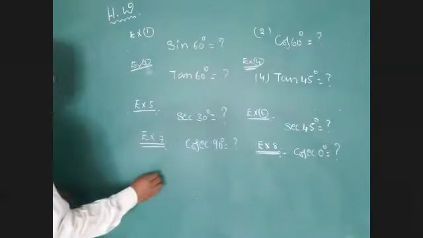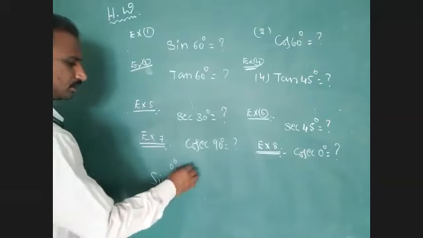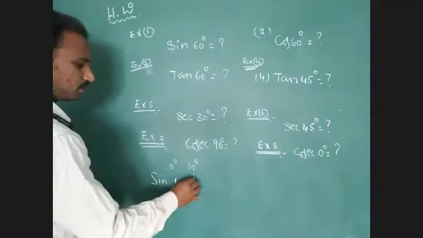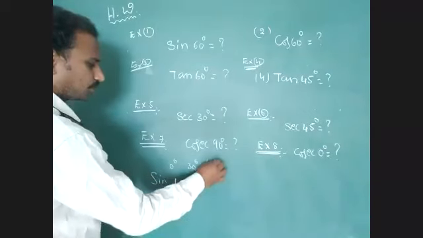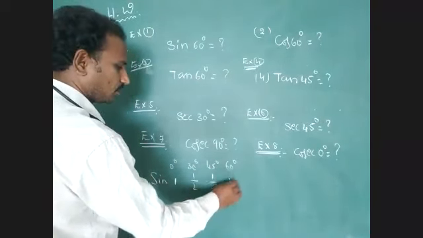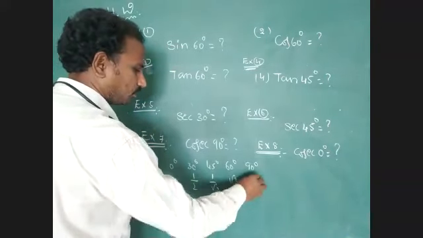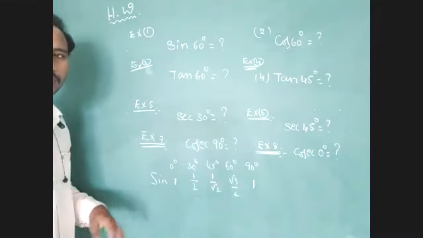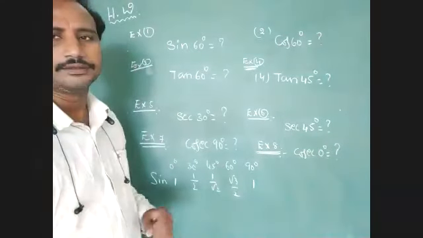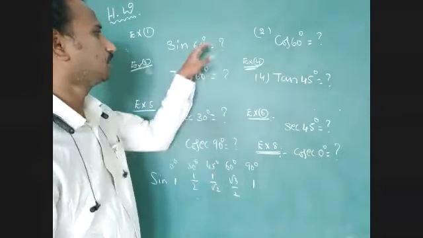So, theta and the sine function values: sine 0 degree equal to 0, sine 30 degree equal to 1 by 2, sine 45 degree equal to 1 by root 2, sine 60 degree equal to root 3 by 2, sine 90 degree equal to 1. Okay, already I explained that table for you. That table you have to read, and after that you can answer this question.